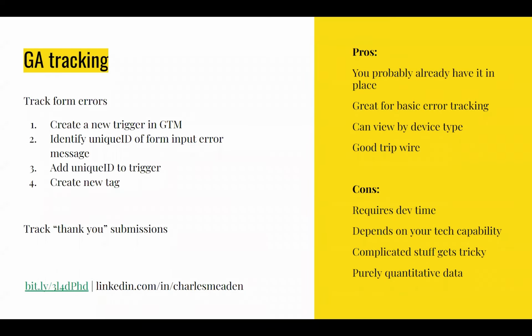It allows you to filter by device type, so you can see if it's performing better on desktop, tablet, or mobile, or where the problems are. And it's really good for setting up a tripwire, a red flag alert for anything that might be going wrong on your form. The downsides are that it depends on your technical capability, because it will require some dev time in order to implement the triggers and the tagging. And if you want to do anything complicated, it can get quite tricky quite quickly. It's also just numeric data that you get back. So you will have information about how many times that message has come up, but it's not going to give you a reason as to why.